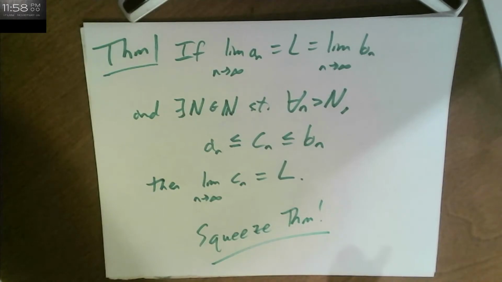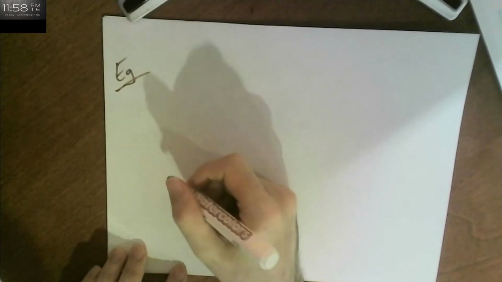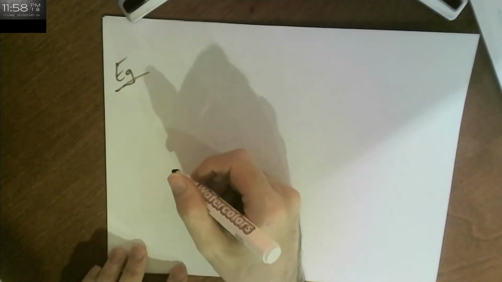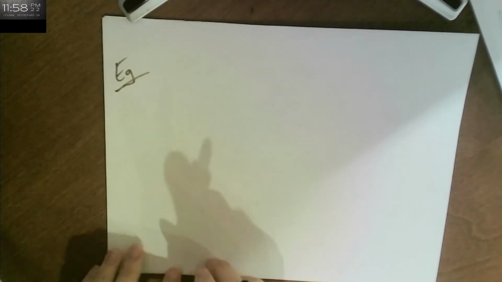I'll do an example of this one, and then we have one last theorem. I'll do an example of this one real quick. This is the classic example. This example is in your book, so I feel a little bad just using an example that you could read yourself. But this is the classic example to do. Note the following.